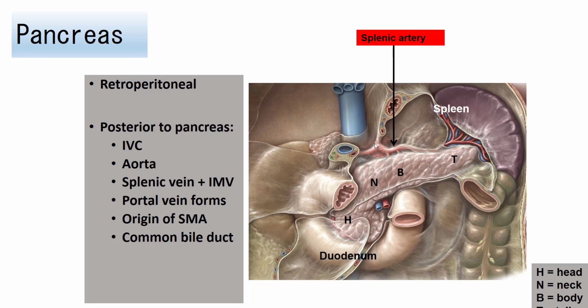Retroperitoneal organ, per se. And posterior to the pancreas, we can find the following: the inferior vena cava, the aorta, the splenic vein and the inferior mesenteric vein, the formation of the portal vein, which we can actually see in cross-section here. The origin of the superior mesenteric artery is behind it. Here it is poking out underneath it. And the common bile duct.